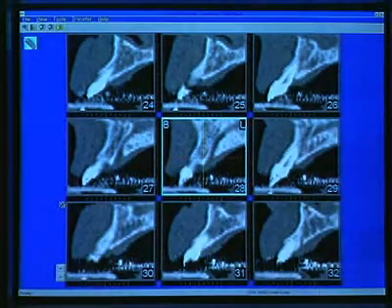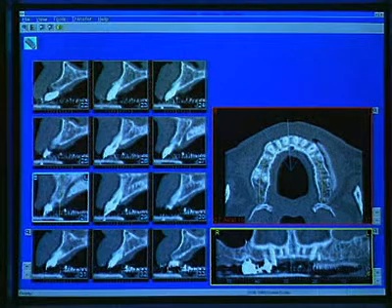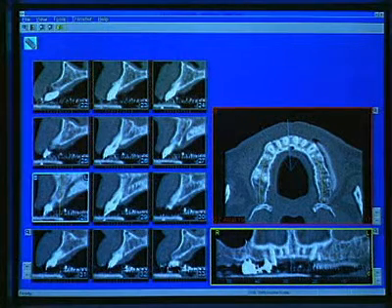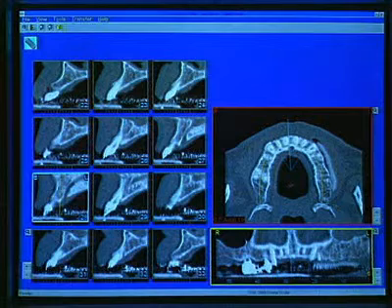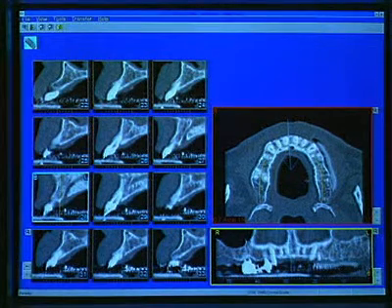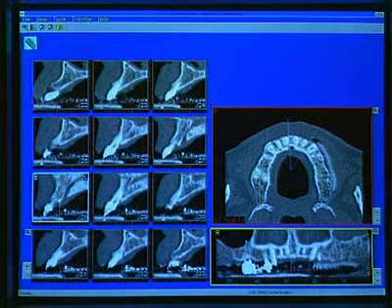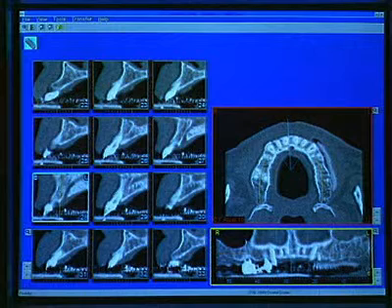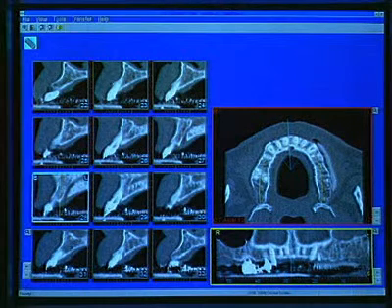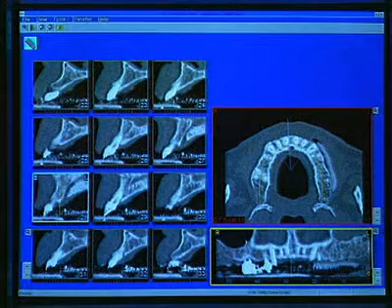The software represents the available bone substance in 3 different projections for further analysis. The right-hand side on the top shows the axial projection of the maxilla. On the bottom right side you can see the panoramic projection, and on the bottom left side you can see the various cross-sectionals of the maxilla.